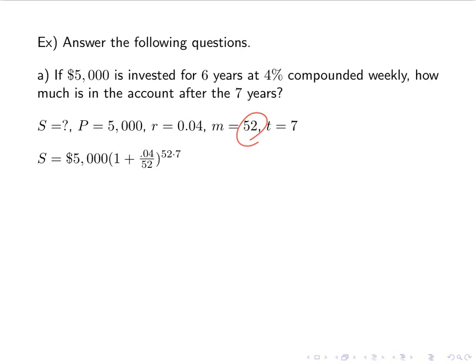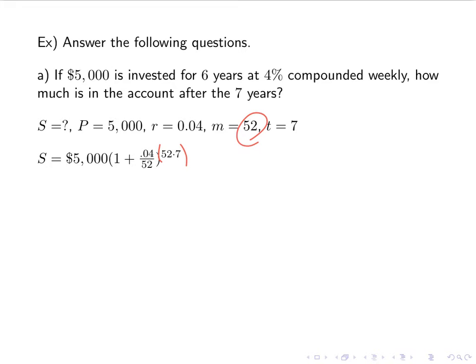Now at this point, it's a calculator problem. Can you plug this into your calculator correctly? If your calculator can plug in more than one step at once, then you can plug it in directly as you see it, except you need an extra parentheses around your mt because you need to do that multiplication before you raise it to the power. So if you're going to do it all at once, just include that parenthesis there.